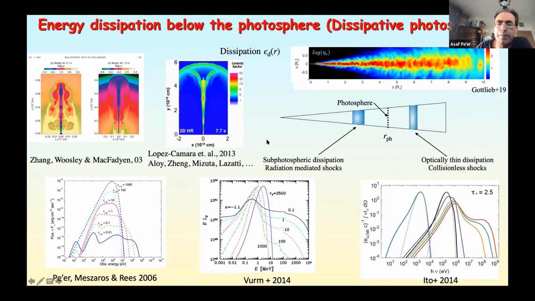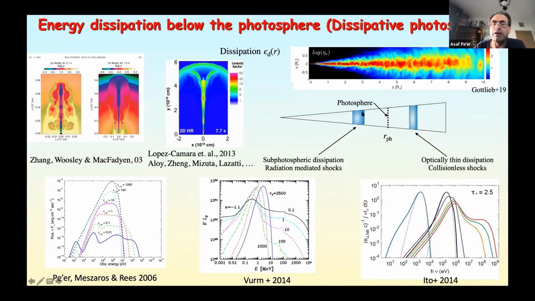Now, this is something which people have noticed for something like 20 years. This is a result from Zhang et al. from 2003. And then later on down the line, there are many other people who worked on that: Miguel Allo, Zhang, Mizuta, Lazzati. This is Lazzati's group from 2013. There are much newer results by Or Gottlieb, who will speak after me, that will show how there is some dissipation. There is some friction. The jets are not just floating in vacuum.